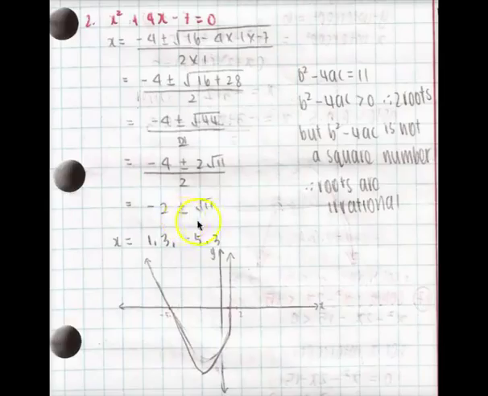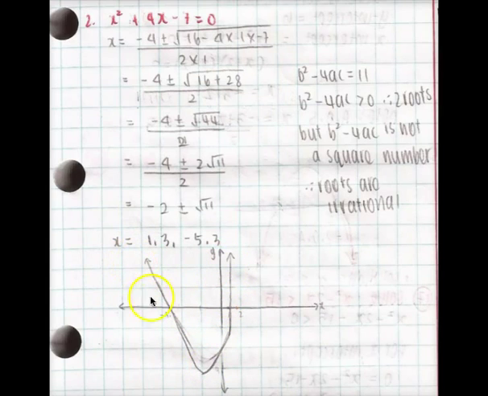Now there are 2 solutions here. The first solution is negative 2 plus root 11. And the second solution is negative 2 minus root 11. Now you can do those on your calculator, and if you do negative 2 plus root 11, you get 1.3. And if you do negative 2 minus root 11, you get minus 5.3. Now we should write x approximately equals those. So here is our one root here at negative 5.3, and here's the other root here at 1.3.